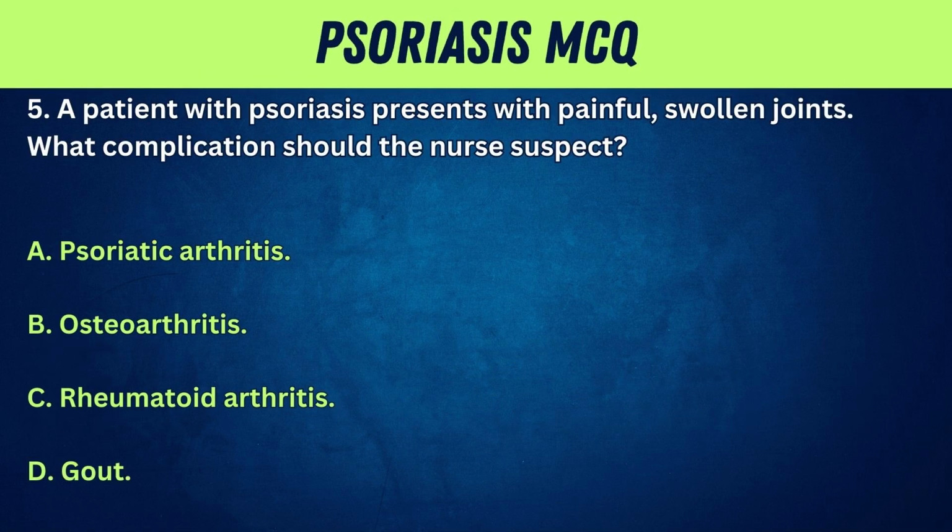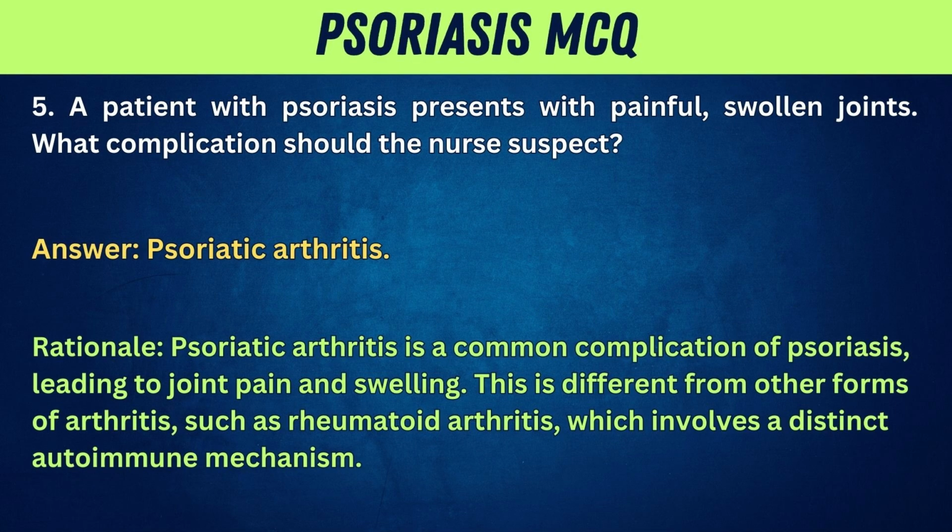5. A patient with psoriasis presents with painful, swollen joints. What complication should the nurse suspect? A. Psoriatic arthritis. B. Osteoarthritis. C. Rheumatoid arthritis. D. Gout. Answer: psoriatic arthritis. Rationale: psoriatic arthritis is a common complication of psoriasis, leading to joint pain and swelling. This is different from other forms of arthritis, such as rheumatoid arthritis, which involves a distinct autoimmune mechanism.